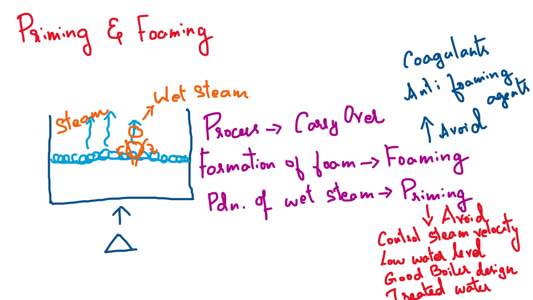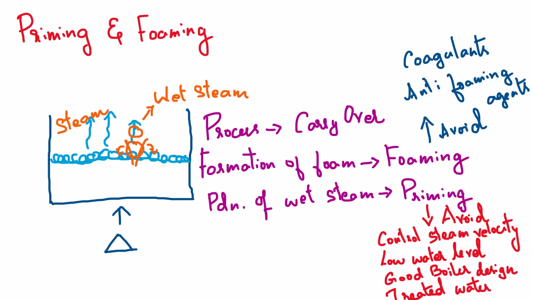Priming and foaming. When the water is continuously heated, it may lead to the formation of bubbles, and also steam is produced. These bubbles can be carried over by the steam. The whole process is called carry over. The formation of bubbles or foam is called foaming, and the production of wet steam is called priming.